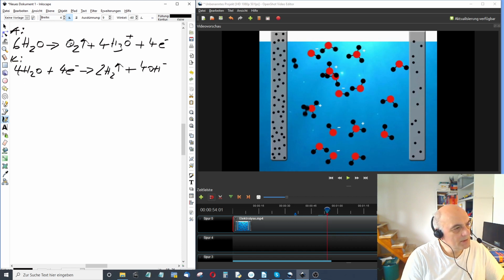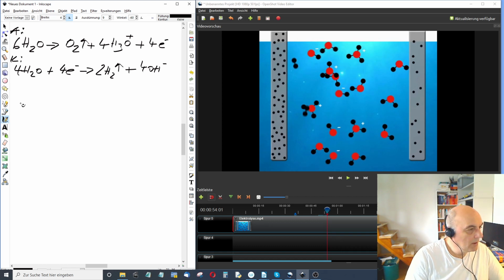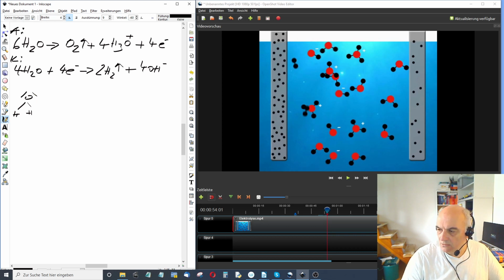When I write this formula, it does not reflect what's really happening. So when I write down what's really happening in a different form, I have to write the following. For what happens at the anode, 6 H2O, which looks like that. This is O and an H. I will make a break and write this down, so that doesn't take too long, okay?